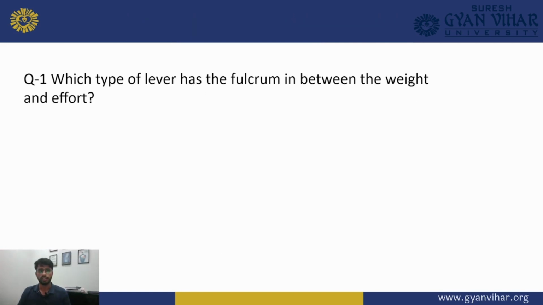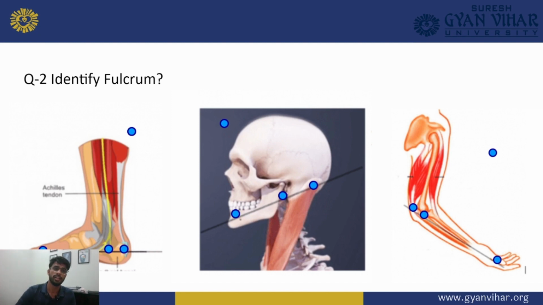Now there is a question for all you guys, which is the type of lever that has the fulcrum in between the weight and effort? You can give the answer in the comment box. Now this is a second question for you guys. Here you have to find out, there are 4 points in every image, and in these images you have to find out which is fulcrum, which is weight, and which is effort. And all these you have to answer in the comment section.